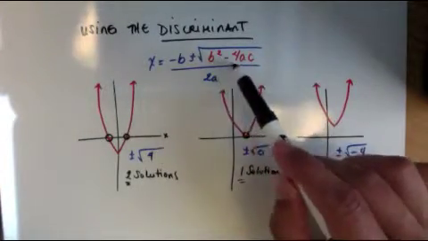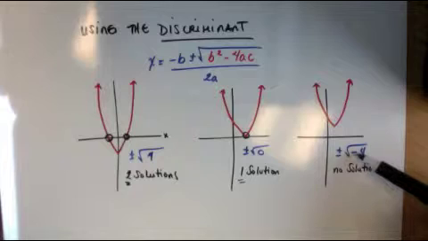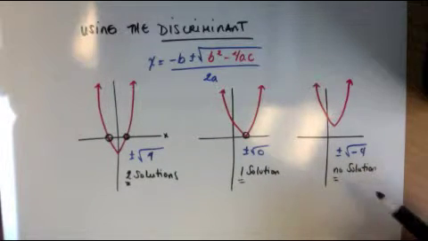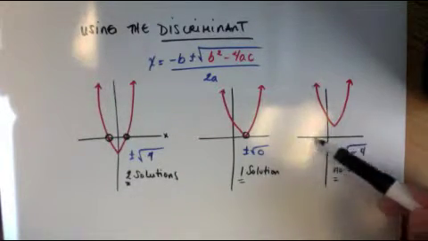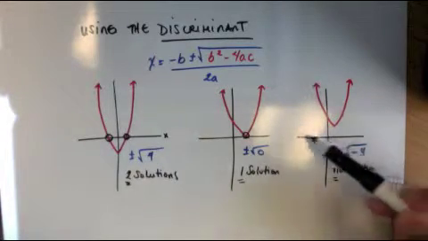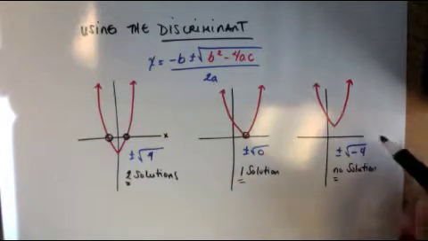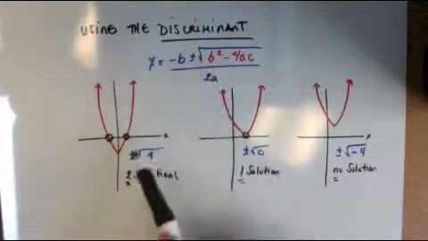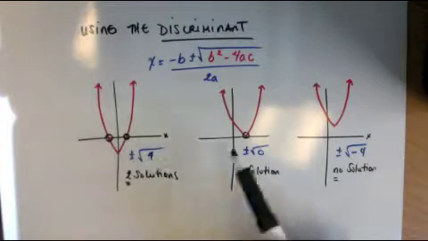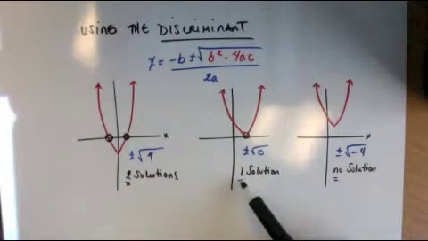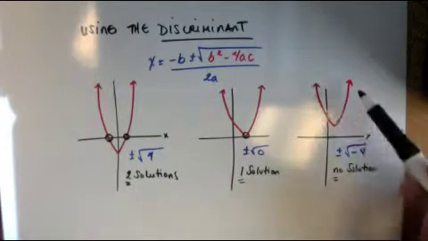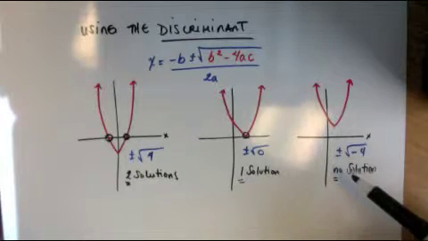And lastly, what happens if b squared minus 4ac is negative? We cannot take the square root of a negative, so we're going to end up with an imaginary number. What does that mean? It's no solution, and that means the graph cannot touch or cross the x-axis. So remember, when the discriminant is positive, you're going to have two solutions. When the discriminant is equal to 0, you're going to get one solution. And when the discriminant is negative, you're going to have no solution because it cannot touch the x-axis.